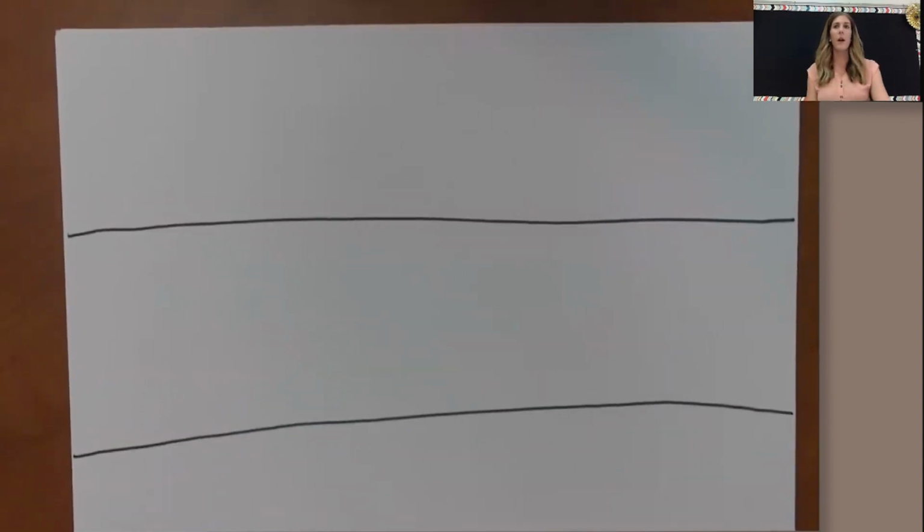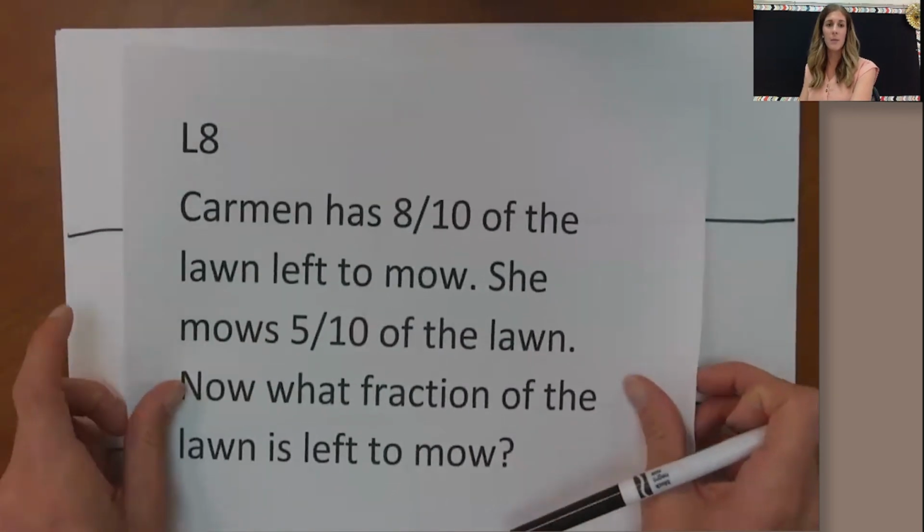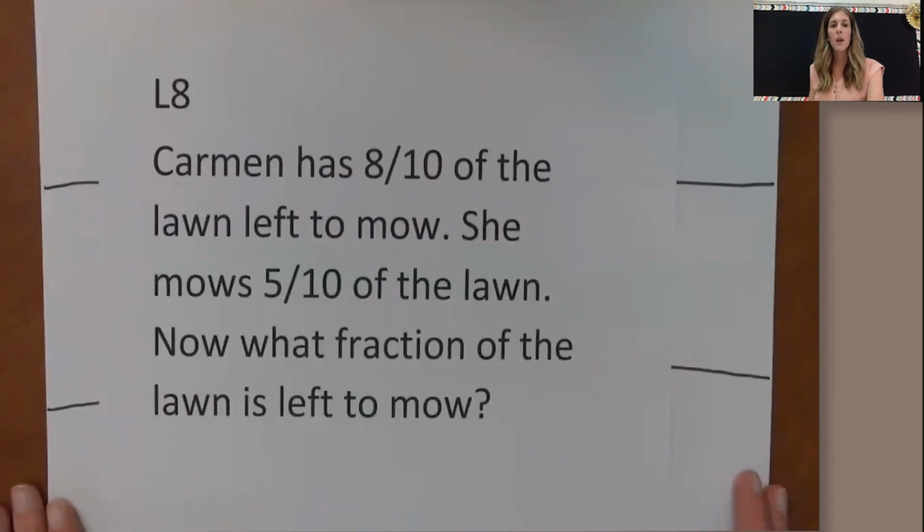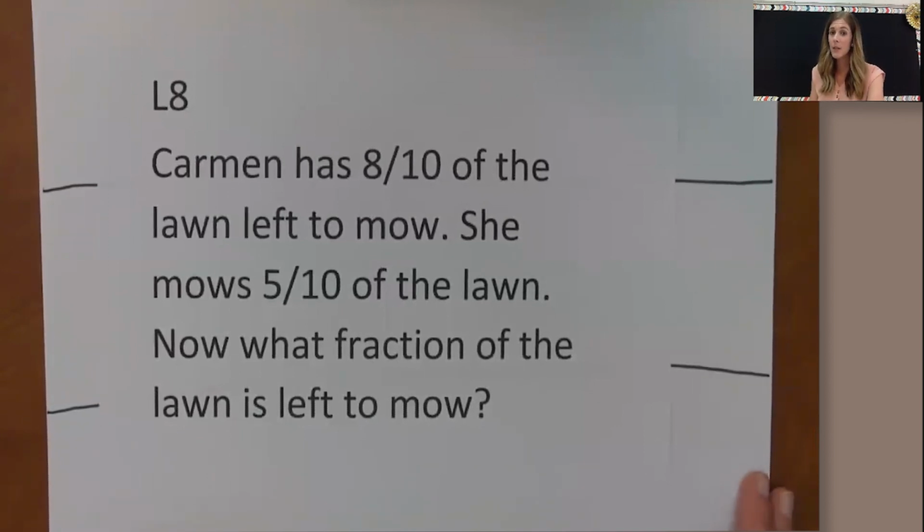Okay, the first one we're going to look at has to do with mowing the lawn. I'm sure you've probably seen a lot of people mowing their lawn around your house. It's getting that time of the year. So Carmen has 8/10 of the lawn left to mow. She mows 5/10 of the lawn. Now, what fraction of the lawn is left to mow?